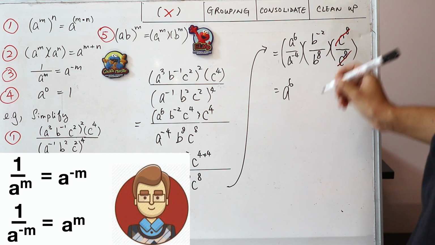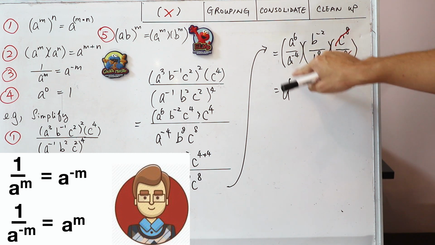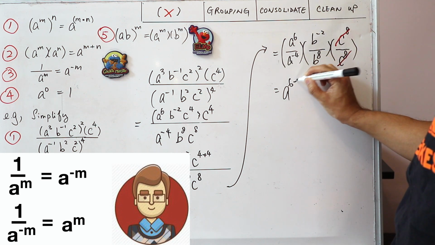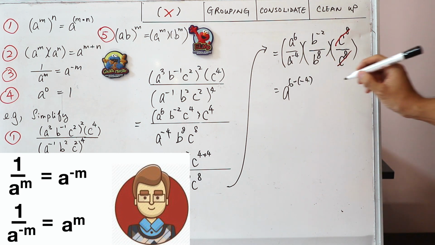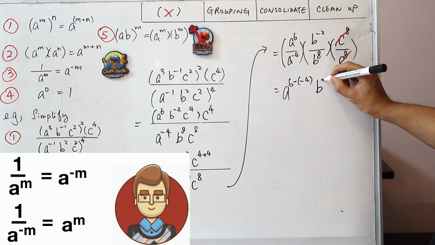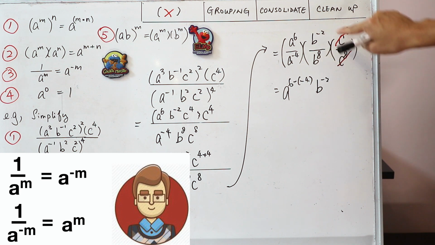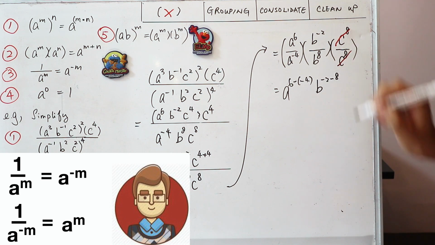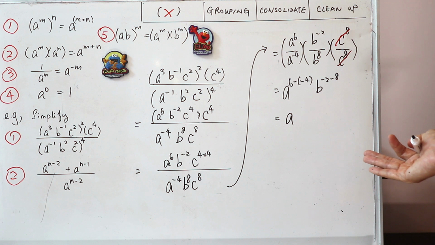So now what we have to do, because we are bringing a to the power minus 4 from the denominator to the numerator, we negate it. Negate basically means subtract minus 4 here, just like that. Okay? And now we look at the b term. So b, negative 2. We want to bring b to the power 8 from the denominator to the numerator. We negate it by subtracting 8 here.